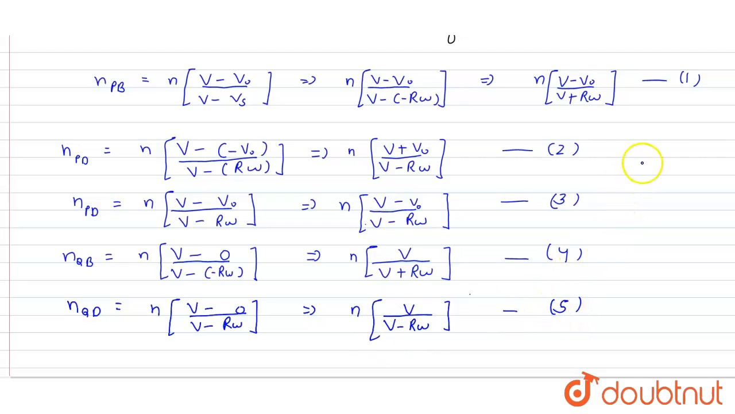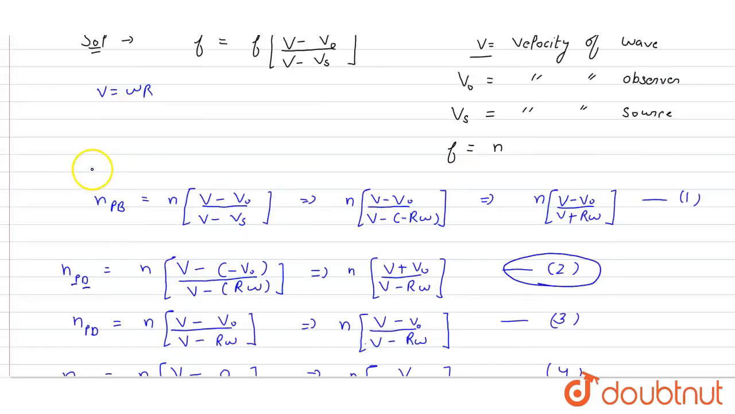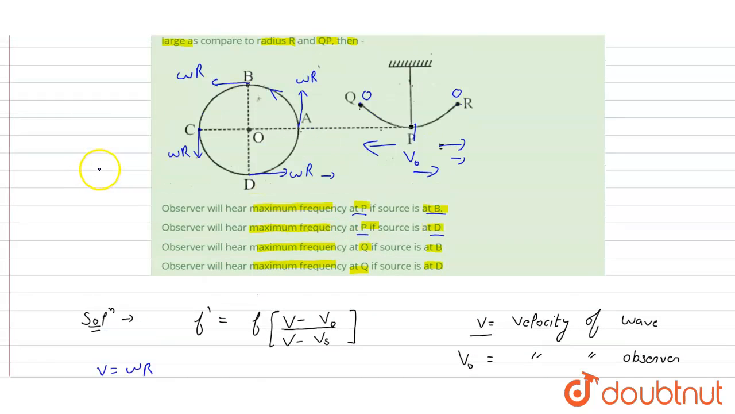Now, when we compare equations number 1, 2, 3, 4, and 5, we will find out that the second equation is maximum. So it is when observer is at point P and source is at point D. So option B is correct.